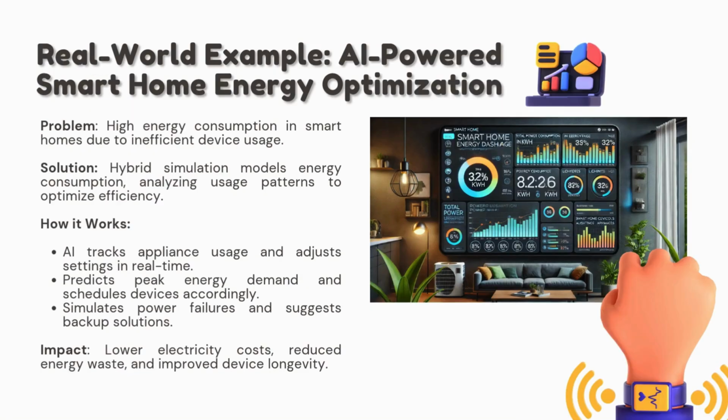An example of AI-powered smart home energy optimization addresses the problem of high energy consumption caused by inefficient device usage. The hybrid simulation models energy consumption and analyzes usage patterns to improve efficiency. AI tracks appliance usage and adjusts settings in real time, predicts peak energy demand, and schedules devices accordingly. It also simulates power failures and suggests backup solutions. The impact includes lower electricity costs, reduced energy waste, and improved device longevity.